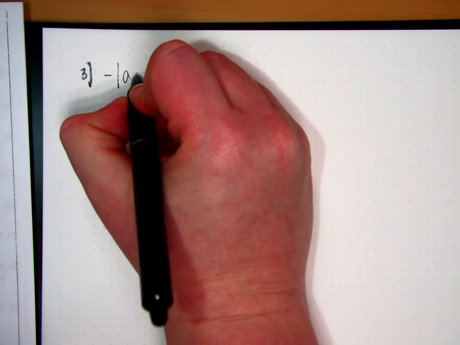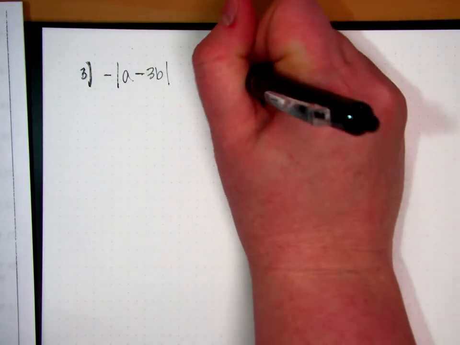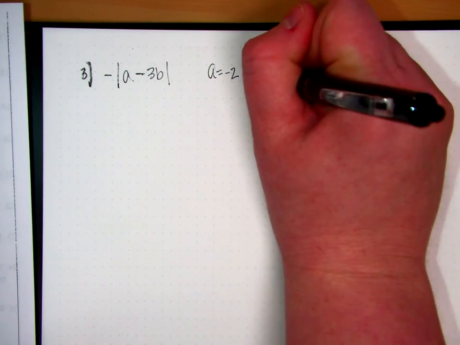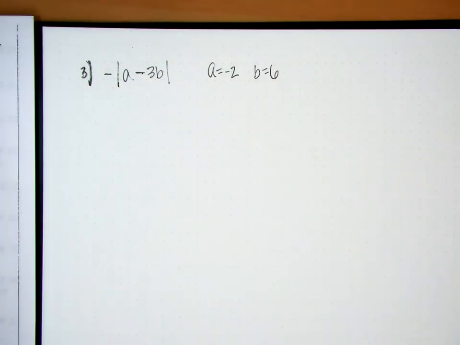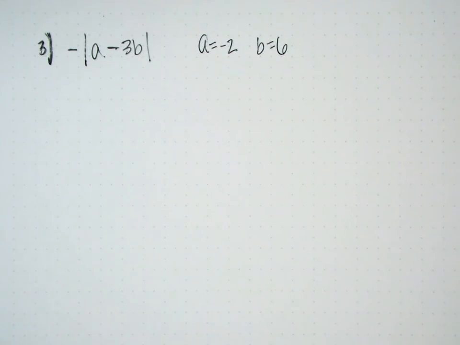All right. So the first question we have is number 3. Number 3, the problem is negative absolute value of A minus 3B, and then A equals negative 2, B equals 6. So what you do is you plug the values in, simplify, and you go from there.